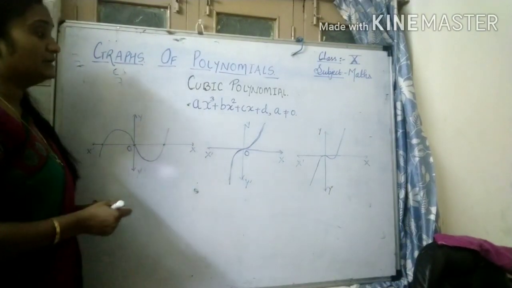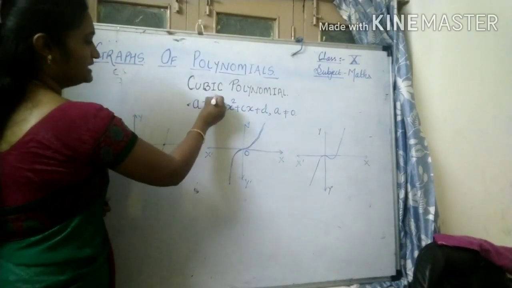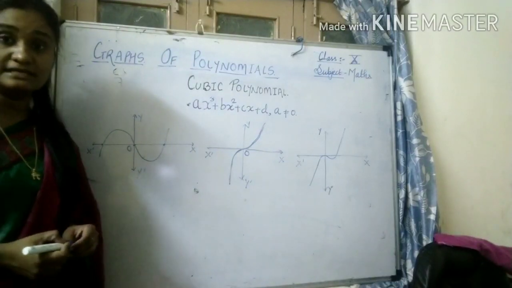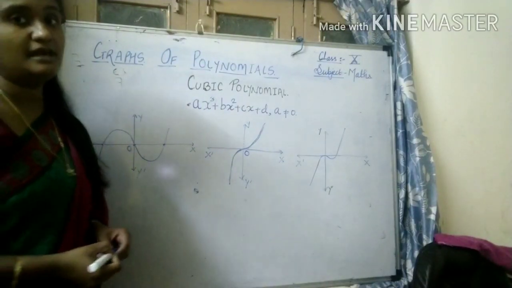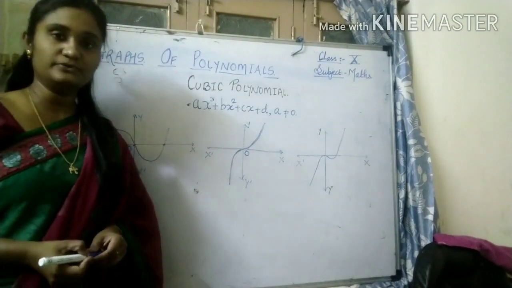So here, the number of zeros, how many? Definitely, the number of zeros will be 3, because the degree is 3. Definitely, the number of zeros will always be equal to 3.